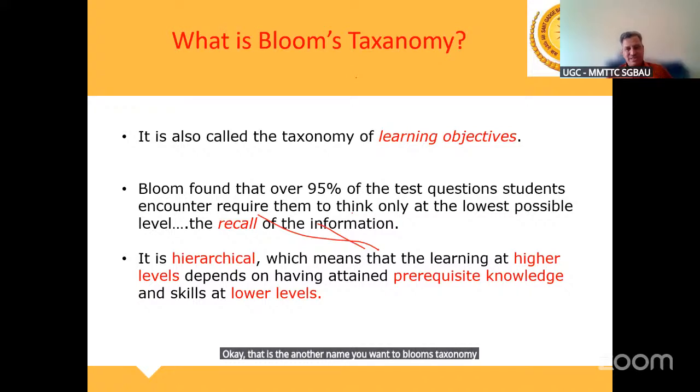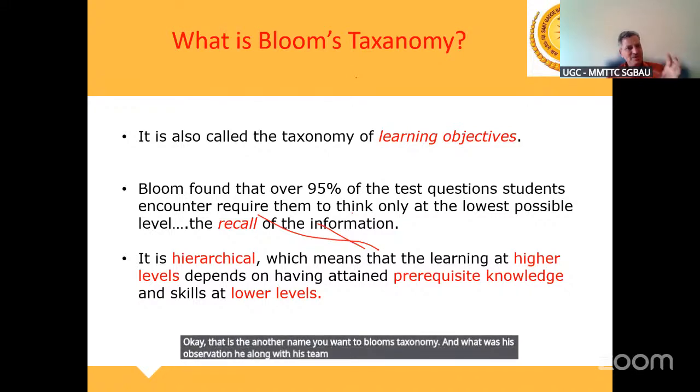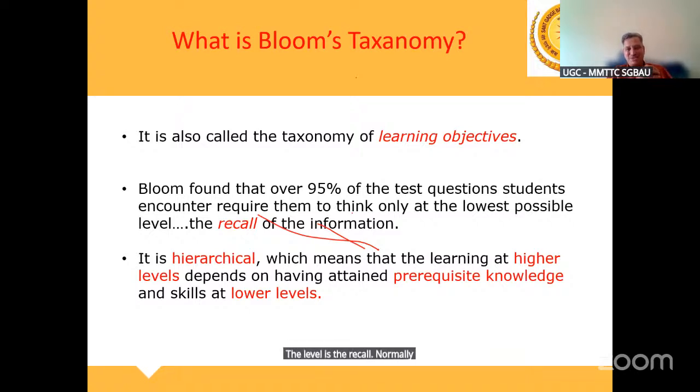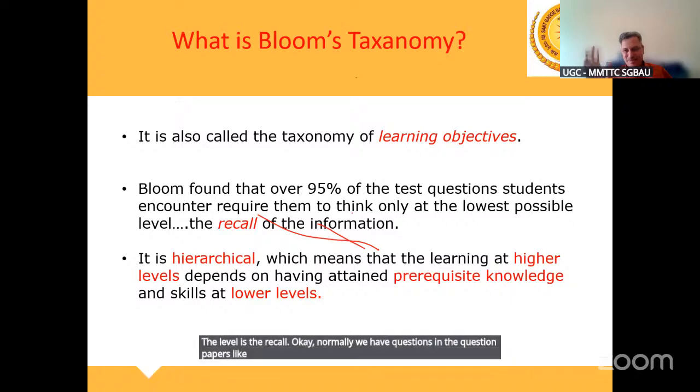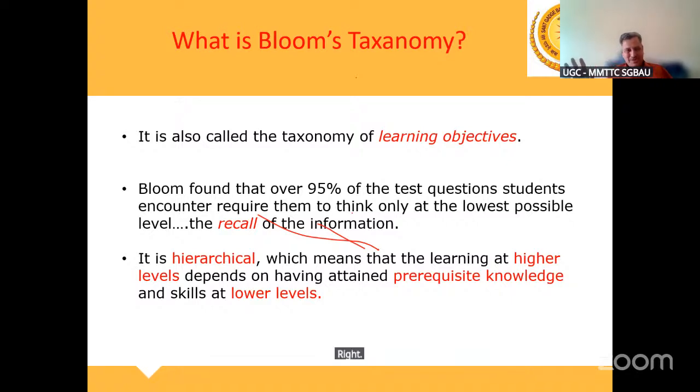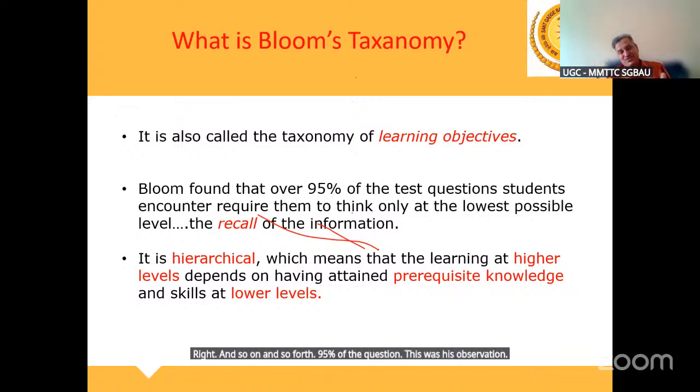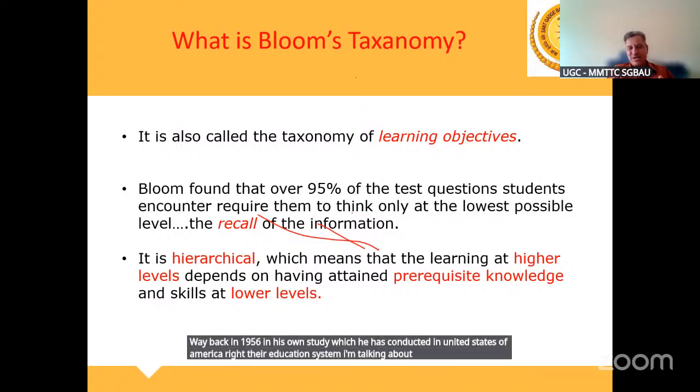And what was his observation? He, along with his team, observed that 95% of the test questions, when it comes to assessment, require students to think only at the lowest possible level. And what is that level? The level is recall. Normally we have questions in question papers like define, explain, and so on and so forth. 95% of the questions. This was his observation way back in 1956 in his own study, which he conducted in the United States of America. I am talking about their education system, and if you look at our education system, it is no exception. It is almost the same, right?